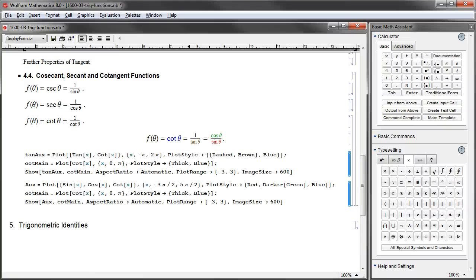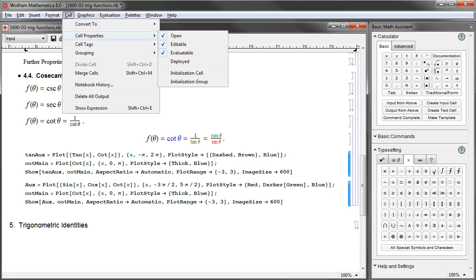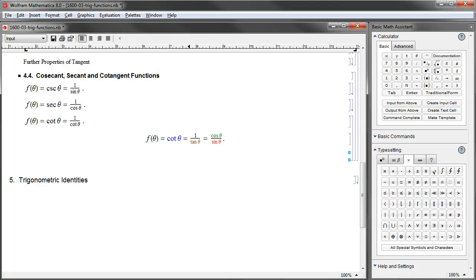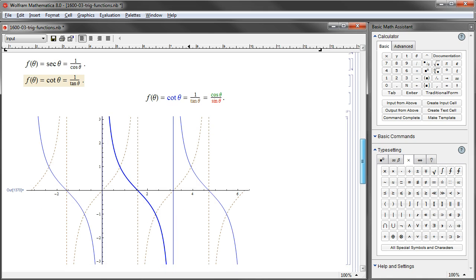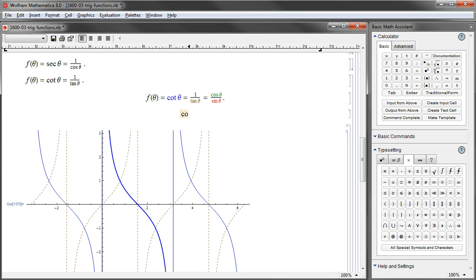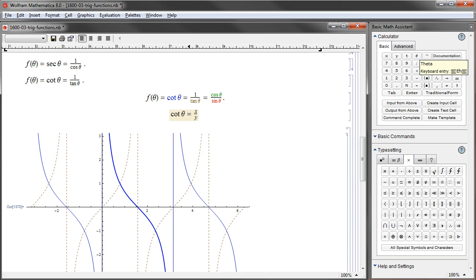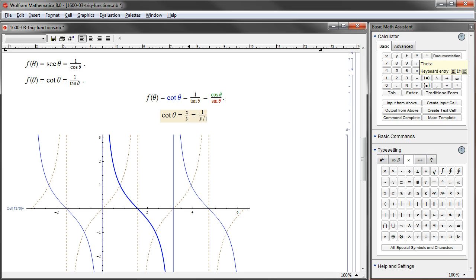Now, finally, let's move on to the cotangent function. Oh, excuse me, I made a typo here. Cotangent is 1 over tangent. Okay, cotangent of theta is of course defined by x over y. Consequently, this is clearly 1 over y over x, and y over x is tangent.